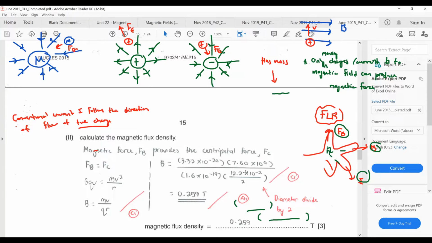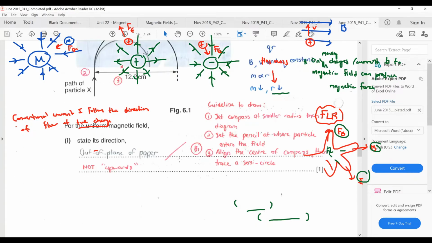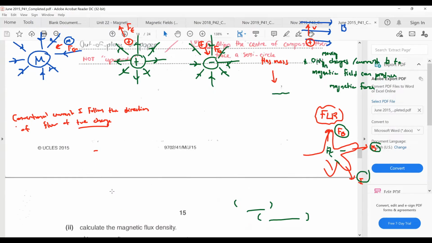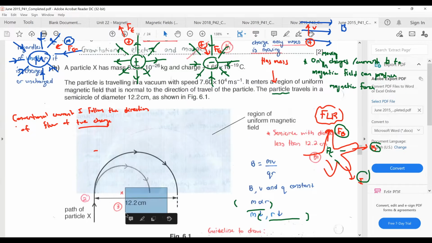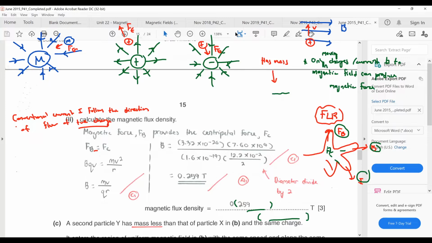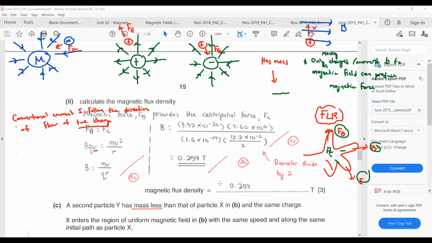Your mass is given, your velocity is given, the charge is also given, then your r is the radius. What you are given here is the diameter. You need to divide by 2 to get the radius. So eventually you get your answer as 0.259 Tesla. Okay, so you get the answer as 0.259 Tesla here. Right, so that part is fine.